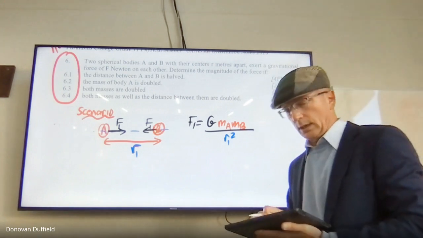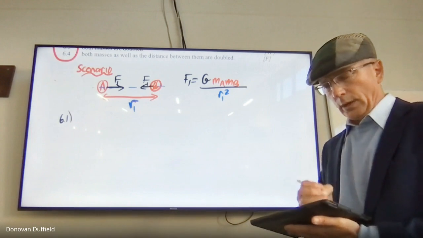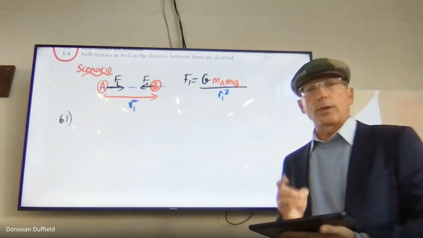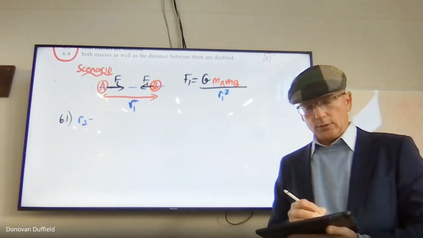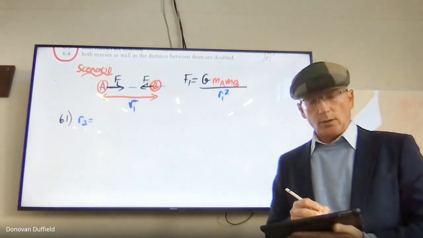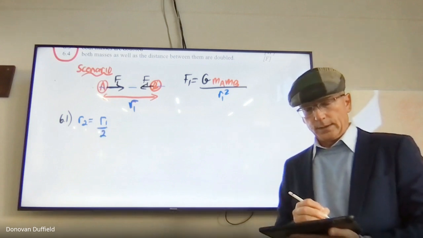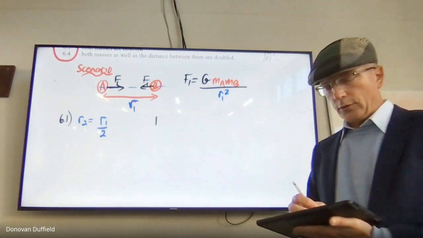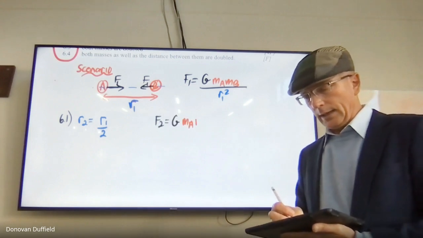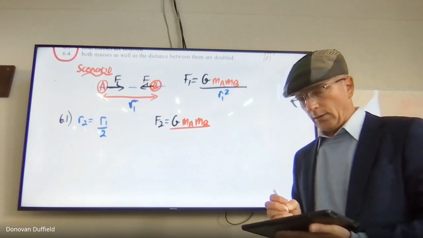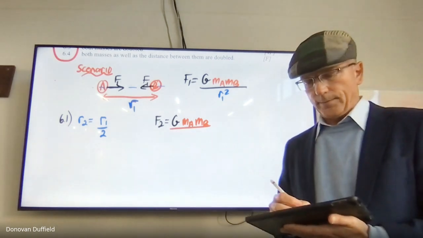Okay, so if we look at 6.1, we're going to find that the only thing that's been changed is the radius. Radius 2 is going to be half of radius 1, so it's going to be radius 1 divided by 2. Therefore F2 will be G, MA, MB, and instead of radius 1 squared, we've got radius 2 squared.